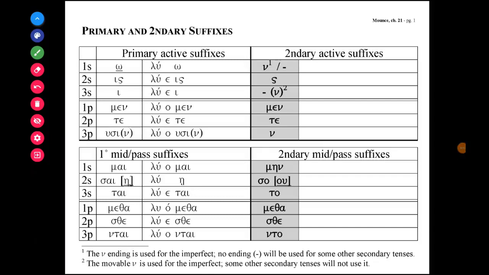Welcome to the module that introduces a brand new set of suffixes for the verb system, what we call the secondary suffixes, and also the module that introduces the imperfect indicative and the forms for the active, middle, passive voices.